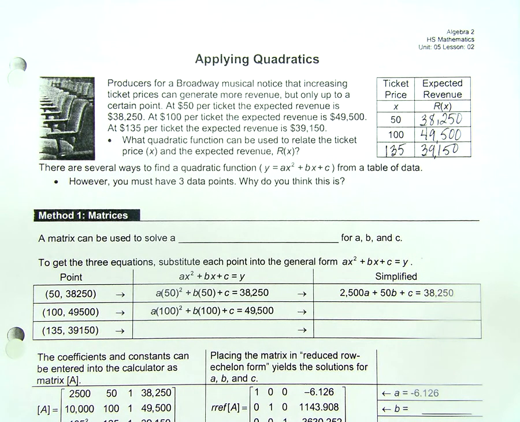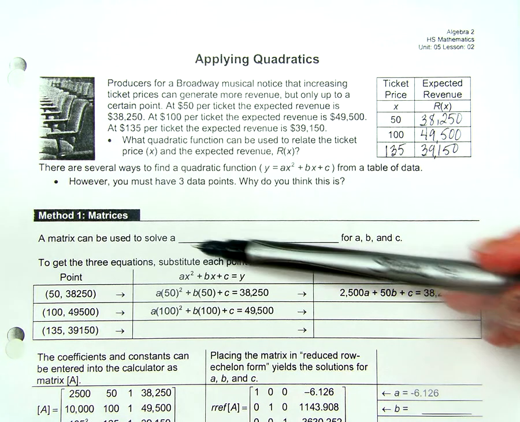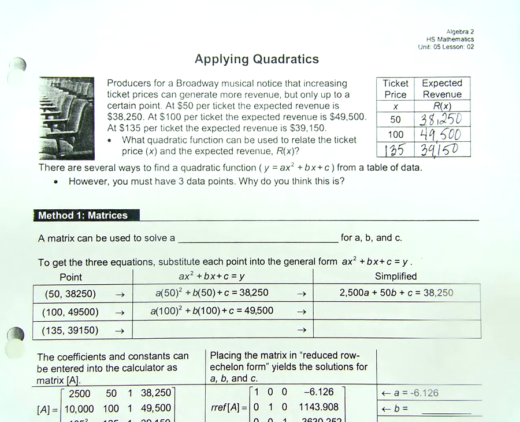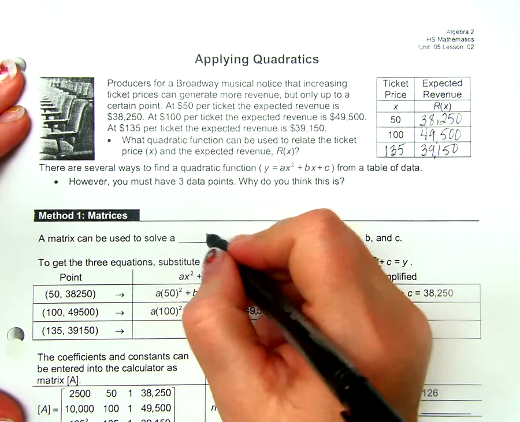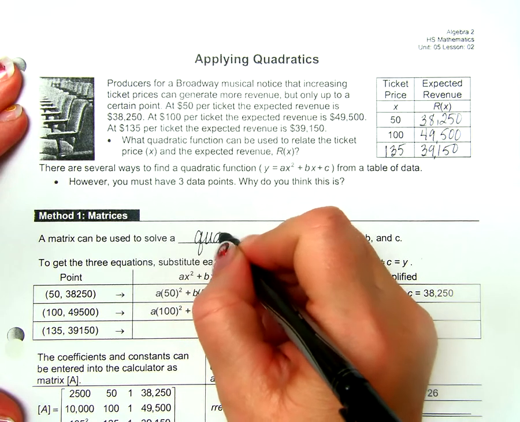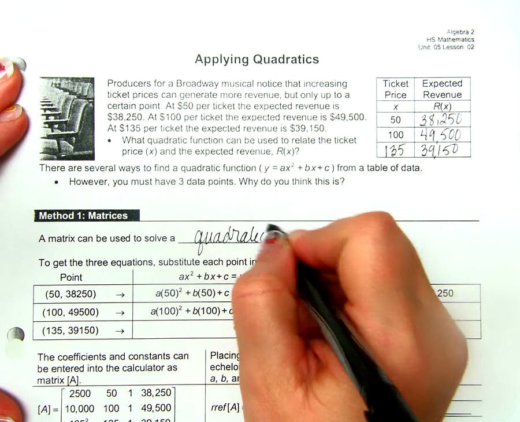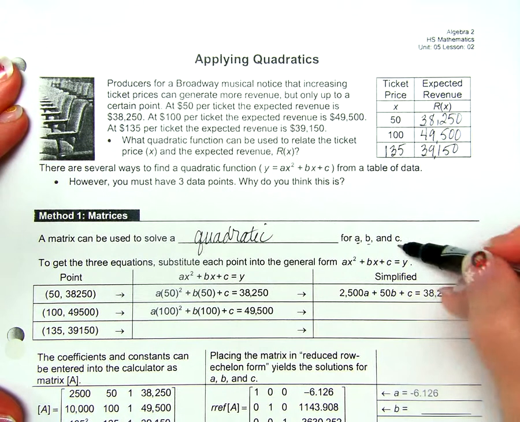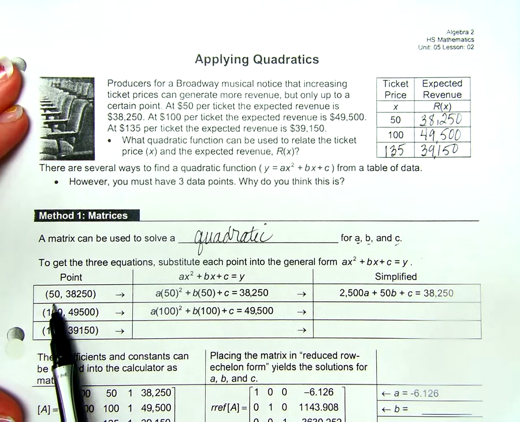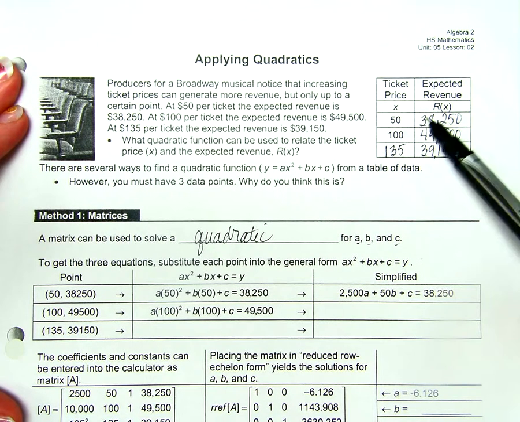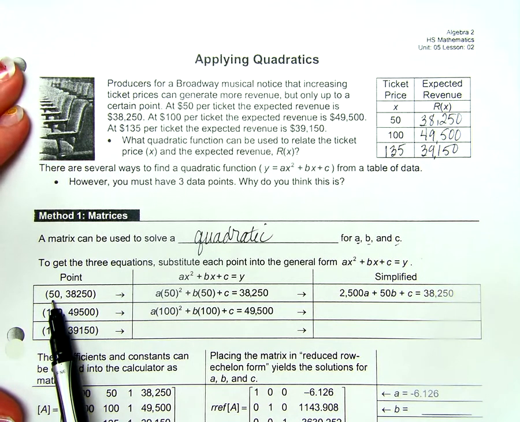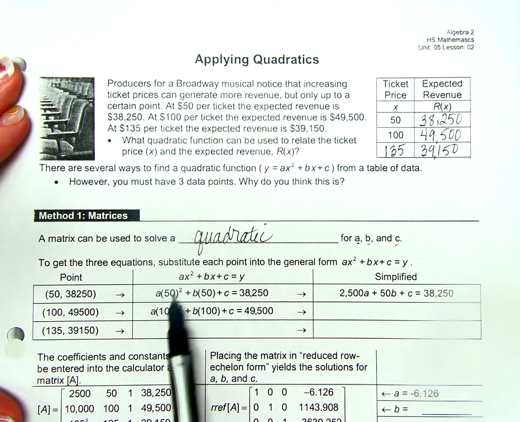So there's several ways we can find the quadratic function here. First of all, you can use a matrix. This is mostly like Quadratic Quest, the worksheet that we did a couple times ago. A matrix can be used to solve a quadratic for A, B, and C. So you take these 3 points, like we had up in our table, and you substitute the x value for the x value in the standard form of a quadratic.